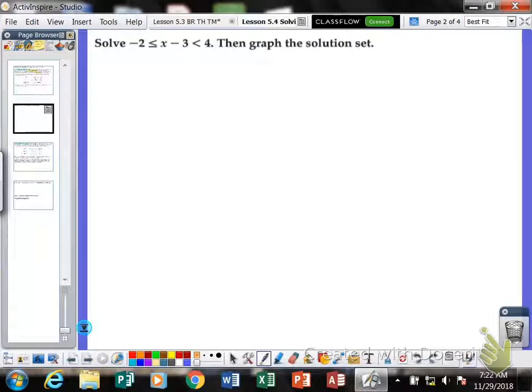So let's take a look at the next one. It says solve and then graph the solution set. So we have -2 is less than or equal to x minus 3 is less than 4. How do we solve that? Well, it's like solving two inequalities at once. Where you have your symbols, your less than or equal to and your less than, you're going to draw your lines down. Those are your separate parts. So basically you want to section this off.